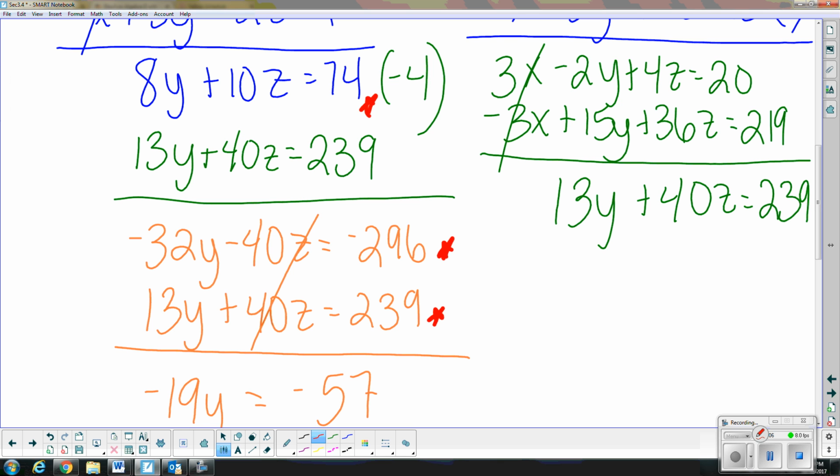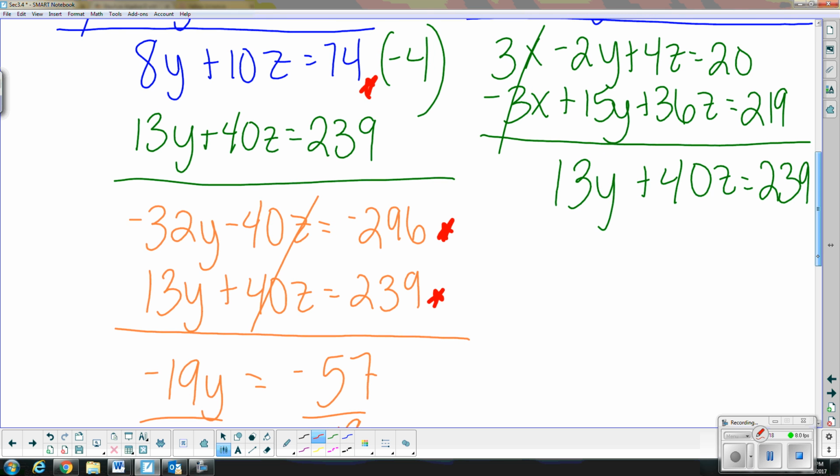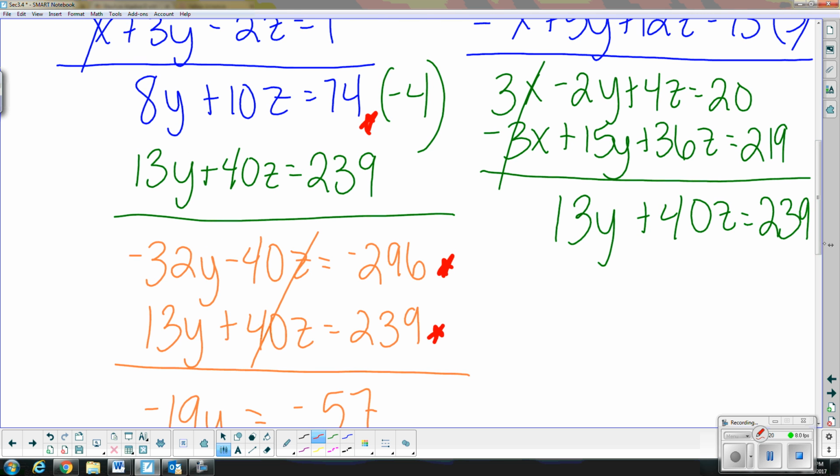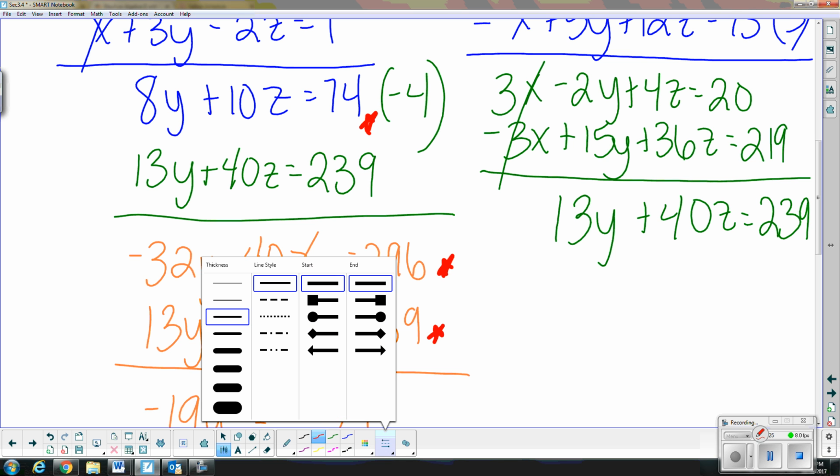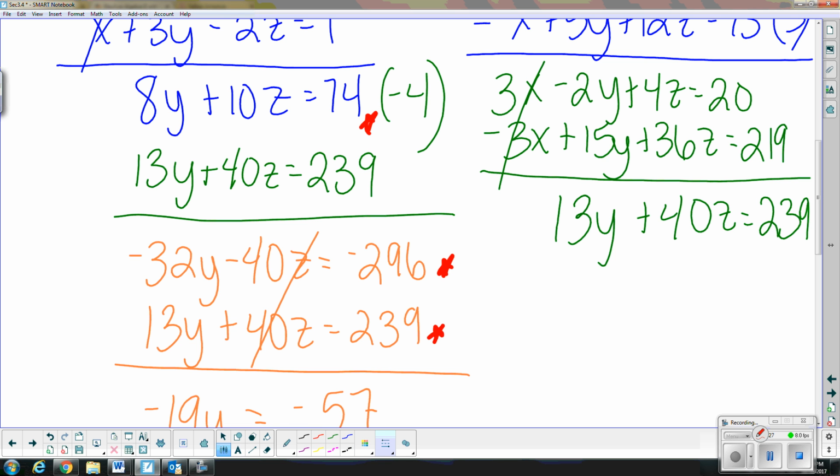Okay, so we can use 13y plus 40z equals 239. We can use negative 32y minus 40z equals negative 296, or you can use 8y plus 10z equals 74. What do you guys want to do? That's probably the easiest. What is y? Okay, so we have y. Let's solve for z.